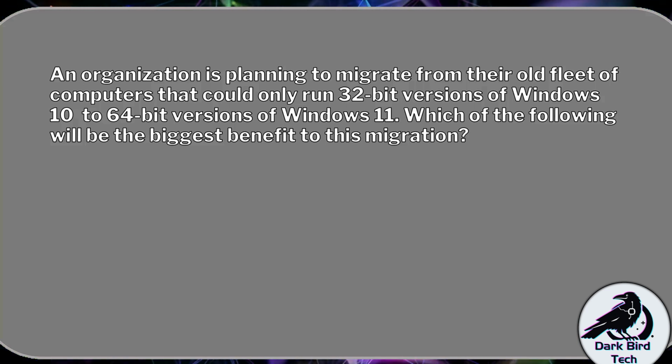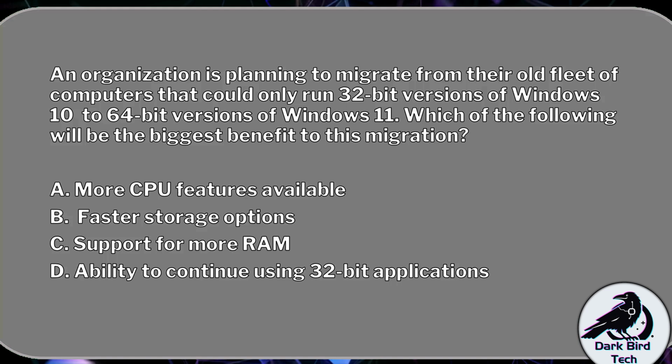I would be hoping to see things that would align with, okay, well, what's the big advantage of going to a modern 64-bit operating system over a not so modern 32-bit operating system? So we've got more CPU features, we've got faster storage options, we've got support for more RAM, and the ability to continue using 32-bit applications. Now, all of these can potentially be advantages of a 64-bit OS. You are going to be able to take full advantage of your CPUs if you've got 64-bit CPUs. And even if you do have a 64-bit CPU, you could run a 32-bit OS, but you're going to lose out on some of the features.